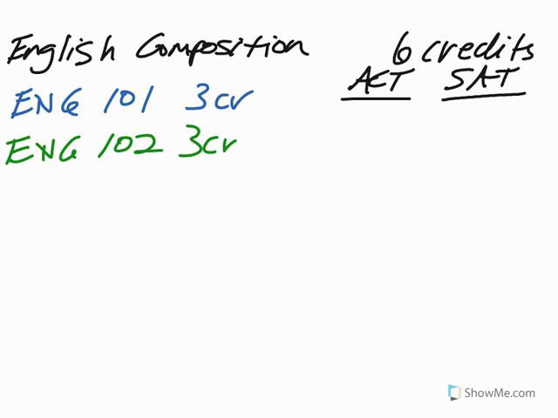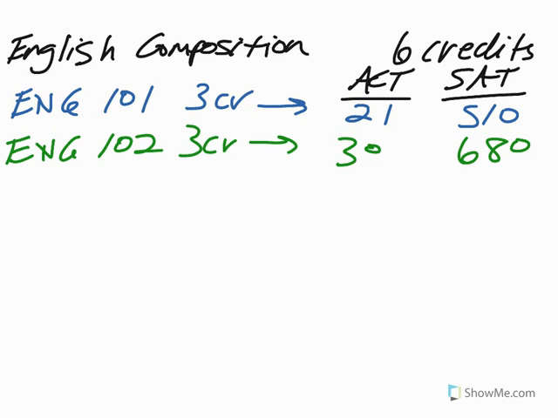To enroll for English 101, you need at least an ACT score of a 21 or an SAT score of a 510. To enroll for English 102, you need a 30 or a 680, or obviously if you've completed English 101 already, then you can take English 102 after that.